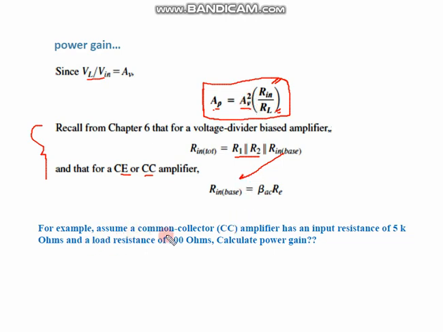Let's suppose, for example, assume a common collector amplifier that has an input resistance of 5 kilo ohms and a load resistance of 100 ohms. I calculate the power gain. So if I have a power amplifier like this, a box, connected to a load resistance, and this is ground, the load is always 100 ohms, given by this one.